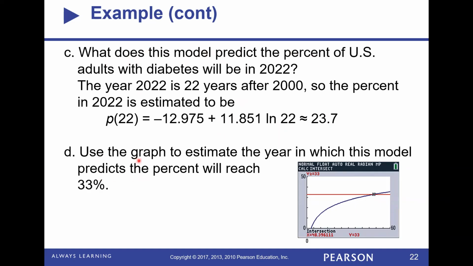In this one here, use the graph to estimate the year. Slightly different here. Estimate the year in which the model predicts the percent will be. In what year does the model predict this percent to reach 33%? Now, currently we don't have a way to do this by hand just yet. We're going to get there. But for this one here, we're going to use the graphing calculator. So we're going to plug in our function, and then plug in 33 and find out where they intersect using the intersection method.